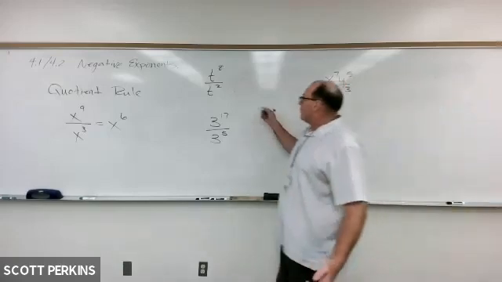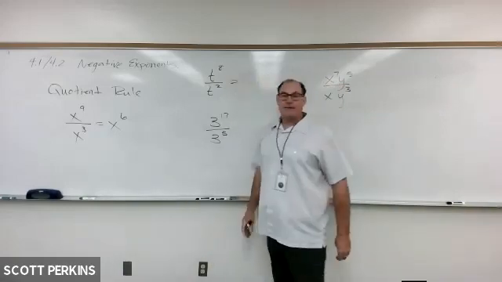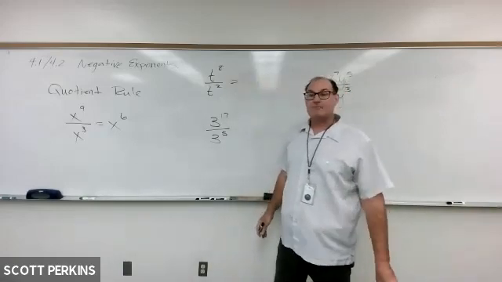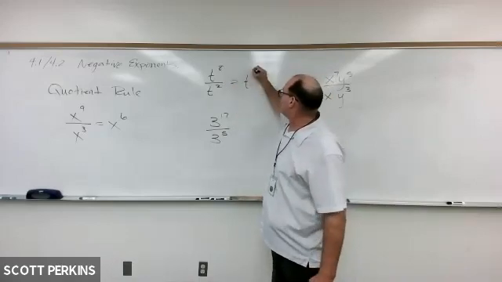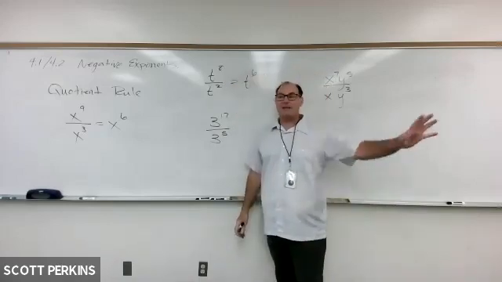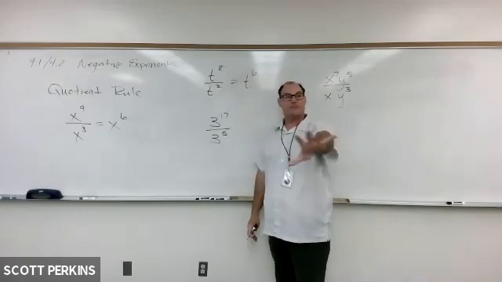All right, quotient rule. T to the eighth divided by t to the second leaves me what? Okay, the base stays the same. 8 minus 2 is 6. So far, so good. Does anyone have any question at all about what's going on?